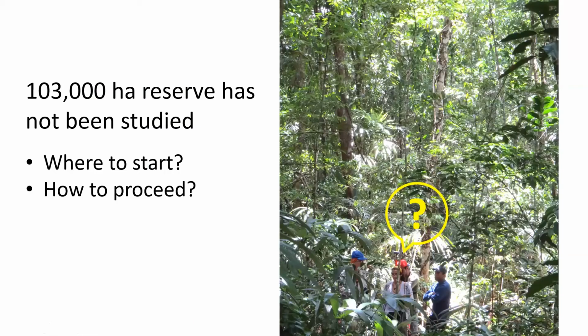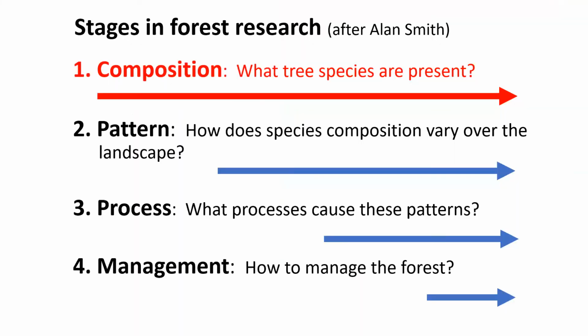So in 1988, we went there, and our job was to describe the ecology, describe the forest ecology. And of course, when you arrive in a place like this, and very little has been done, you think to yourself, how in the world are we going to get started on this? What do we do? This place has never been studied. Where to start? So here's one of our teams in the forest contemplating this difficulty. So this is where Alan Smith's framework came in.